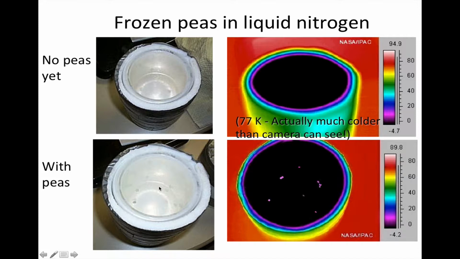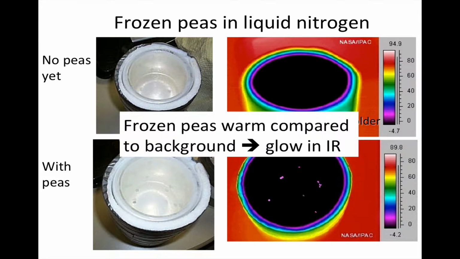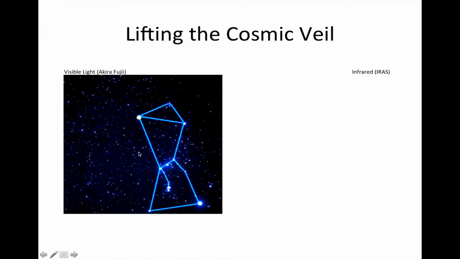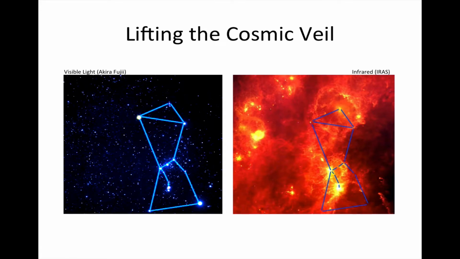But if I put some frozen peas in the liquid nitrogen, they glow in the infrared. And that's kind of what's going on in space. Even though the peas are very, very cold, they are warm compared to the background, and so they show up in the infrared. So that's kind of how it works in space too. The things that we're looking at in space are often very cold, but they're warm compared to the background, so they glow in the infrared. Here's a picture of the familiar constellation Orion in the optical, and the same region of sky in the infrared. How much you miss if you stick with just the optical.